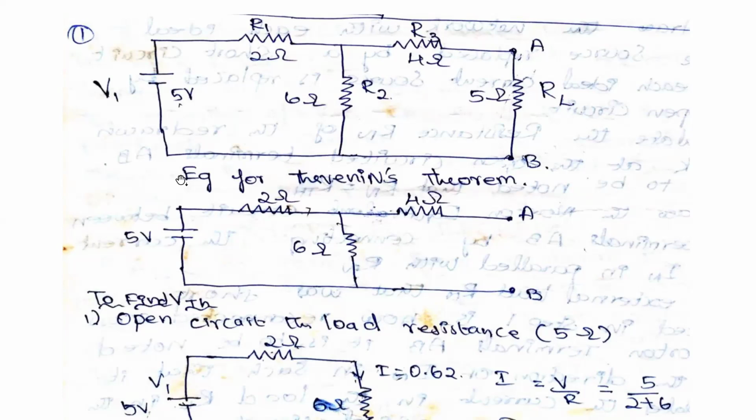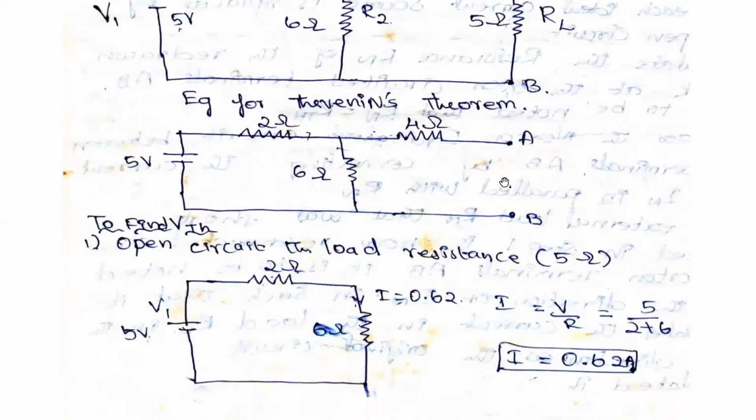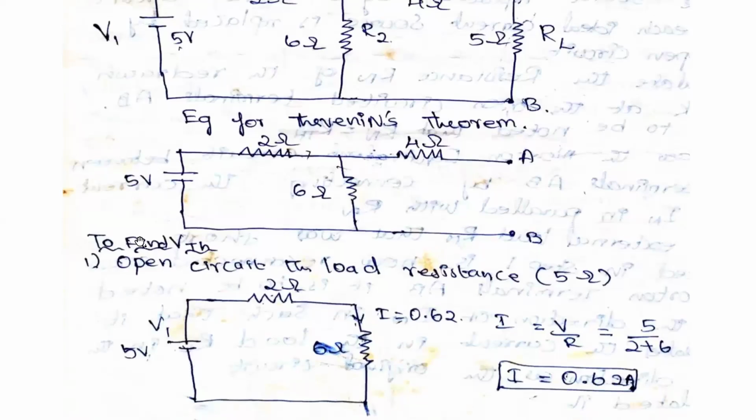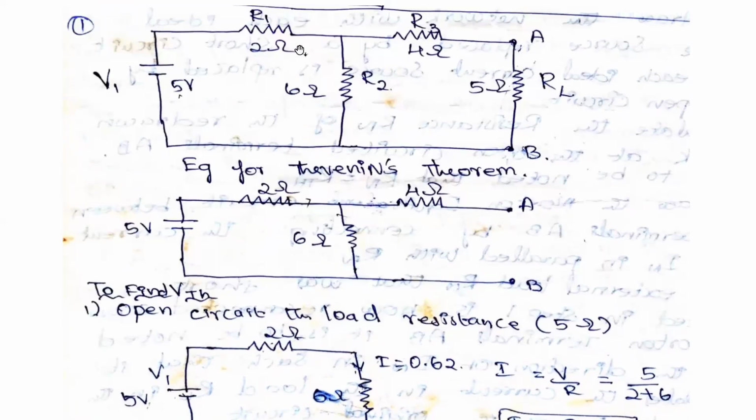Now, what is the first step? We need to open the load resistance. We are opening the load resistance, that is 5 ohms, to find out the VTH. So open circuit the load resistance. If you open this, the current will not flow to this particular path.